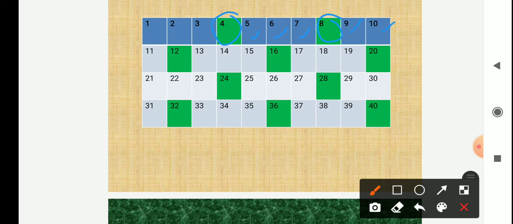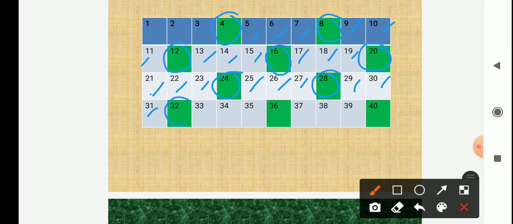Then, we skip 9, 10, 11. We get next number 12. Then, we skip 13, 14, 15. We get 16. Skip 17, 18, 19. We get 20. Skip 21, 22, 23, we get 24. Skip 25, 26, 27, we get 28. Skip 29, 30, 31, we get 32. Skip 33, 34, 35, we get 36. Skip 37, 38, 39, we get 40. In this way, here by skip counting, we form the multiplication table of 4.